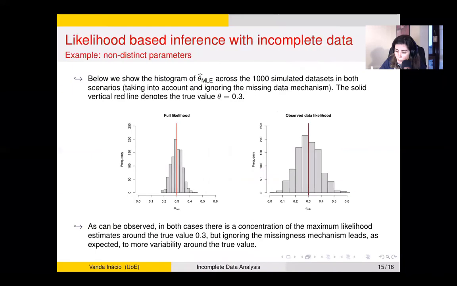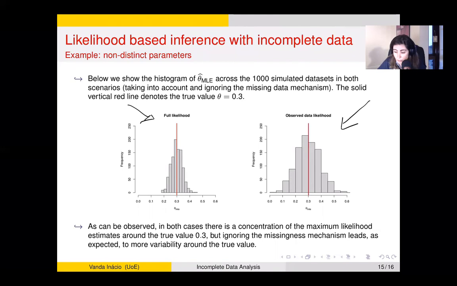And what I have here are the histograms. So I have simulated 1000 data sets and I have computed the MLE that I have obtained by considering the likelihood of the observed data, this part here, and on the left is the likelihood of the observed data times the contribution of the missing data mechanism. And the vertical red line is 0.3, the true value of theta.